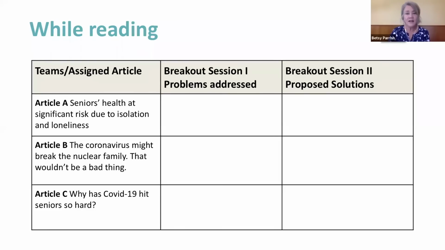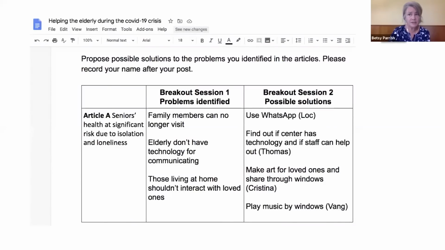All right, so now I'm showing you what the Google document looks like. This is showing you article A, breakout session 1. The group identified these issues: family members can no longer visit, the elderly don't have technology for communicating, and those living at home, even if they are at home, can't interact with their loved ones.